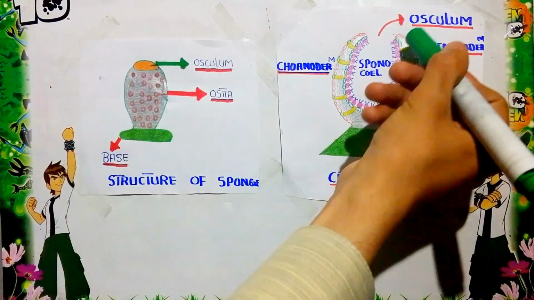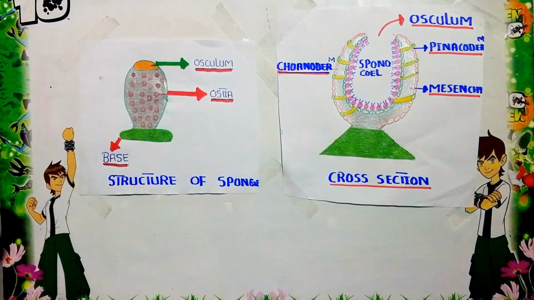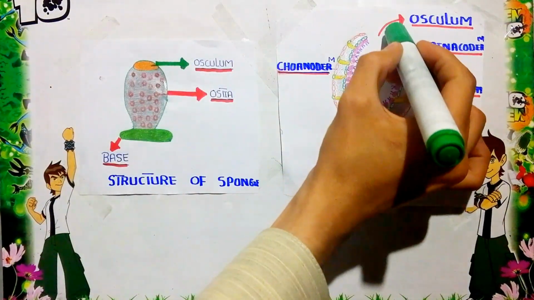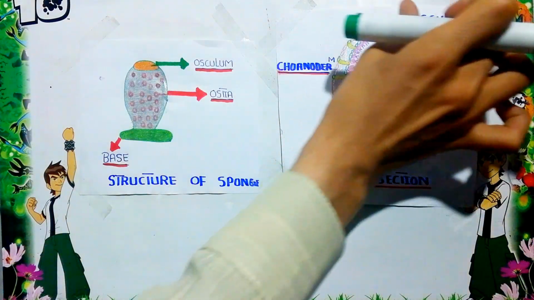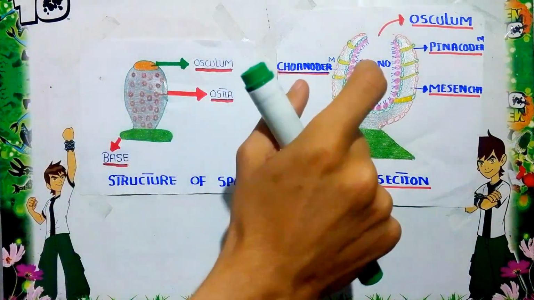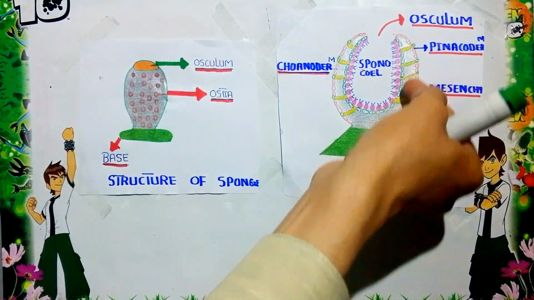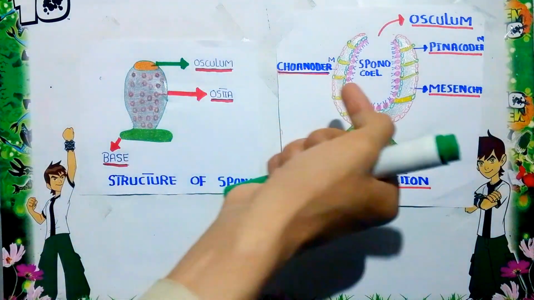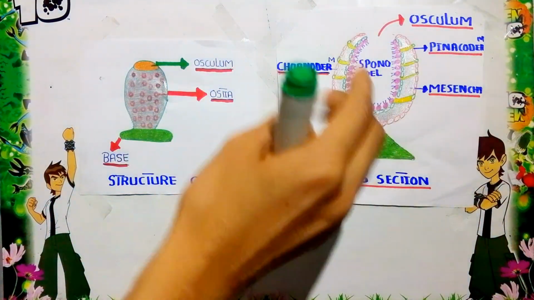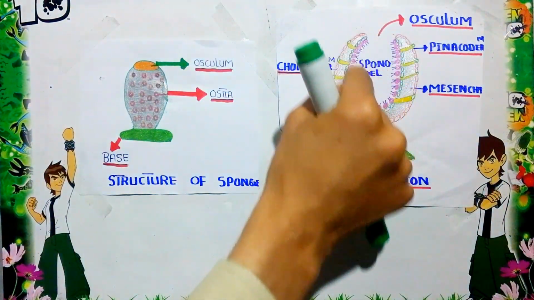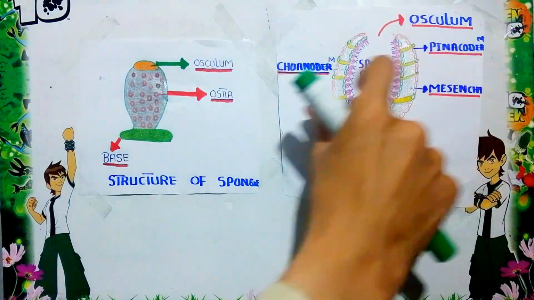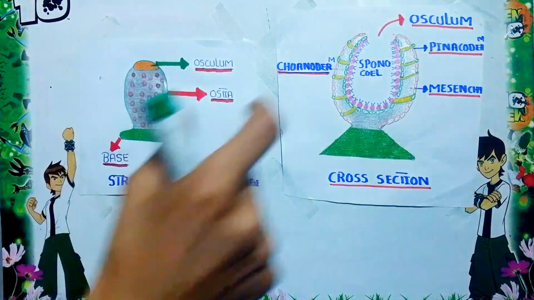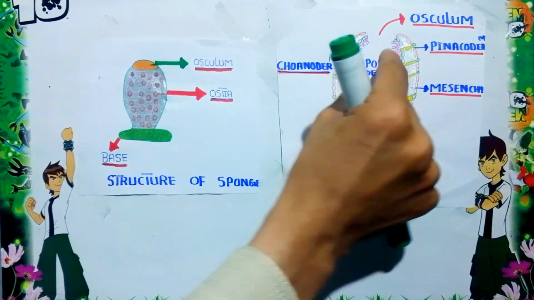While this yellow color actually shows the ostia through which the water enters the body of the sponge. This is actually a large opening, and this large opening is called the osculum. You can easily see here a gelatinous layer, that is the mesenchyme or mesohyl. Here in the middle a cavity is present. Now this cavity is called the spongiocele. At the center, a large cavity found in the sponge body is called the spongiocele.